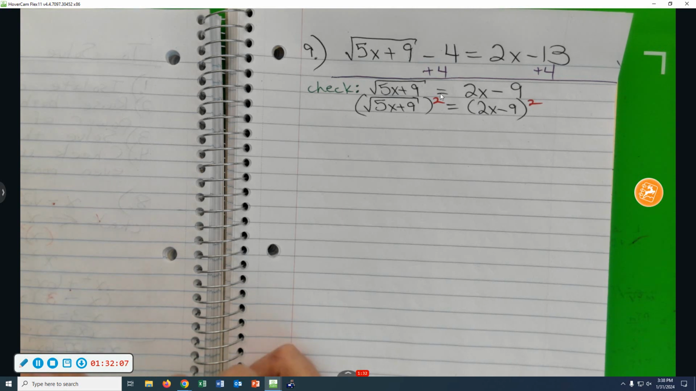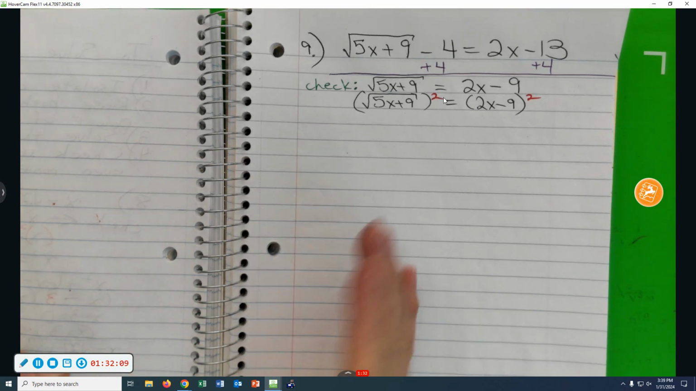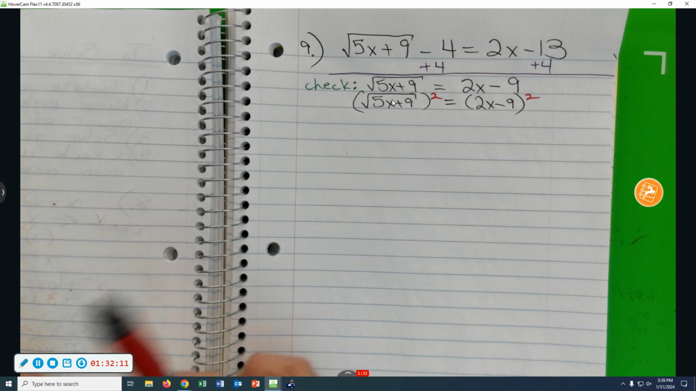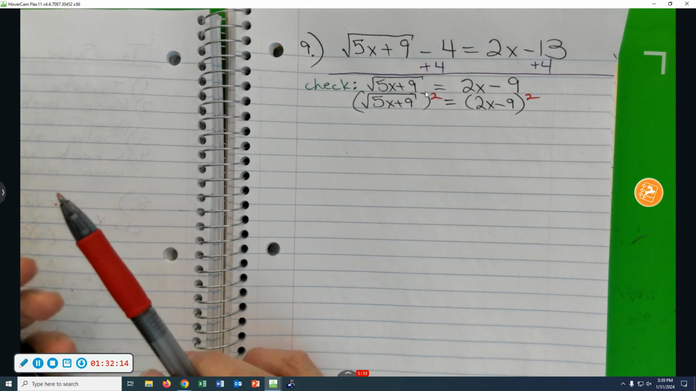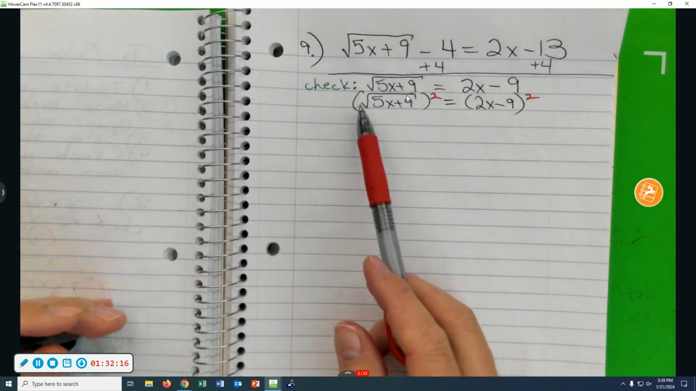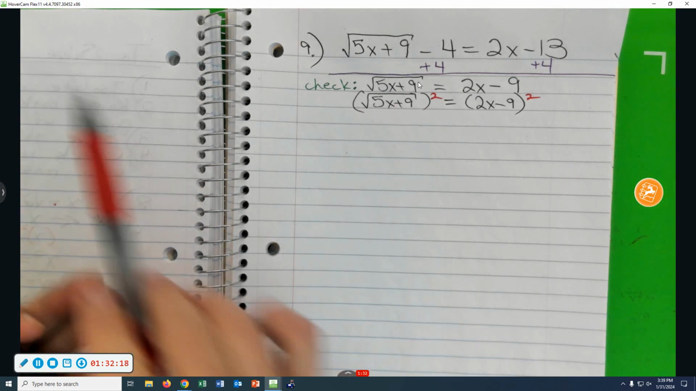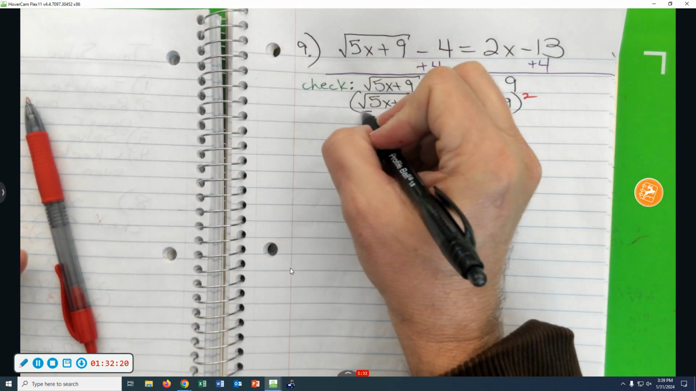Squaring the left side is very easy because we isolated the square root. What's the left side going to reduce to? 5x. Just the 5x plus 9, the thing under the radical.